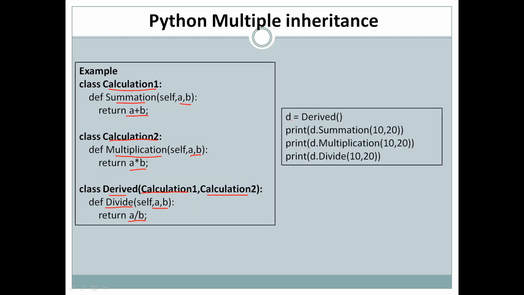Now outside the classes, we have created an object d of the Derived class, and by using the Derived class object we are able to access the methods summation, multiplication and divide. Summation and multiplication belong to the Calculation1 and Calculation2 classes, but we are able to access them because the Derived class is inheriting from both the classes. So this is how multiple inheritance is achieved in Python.